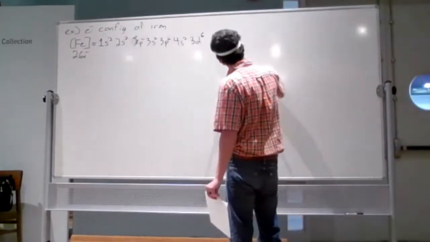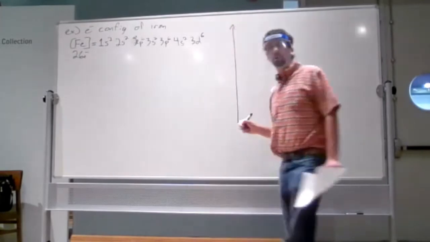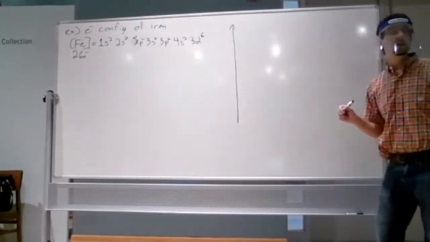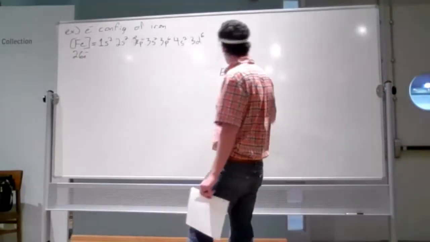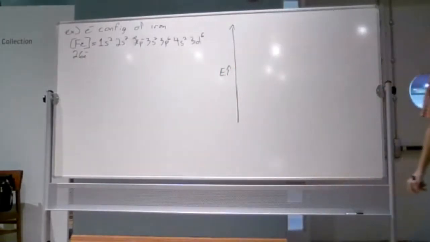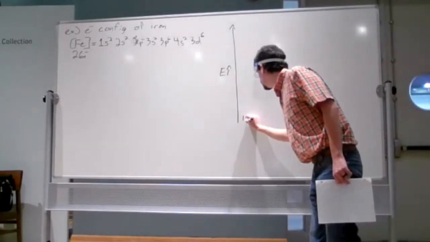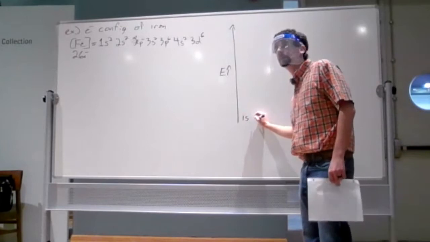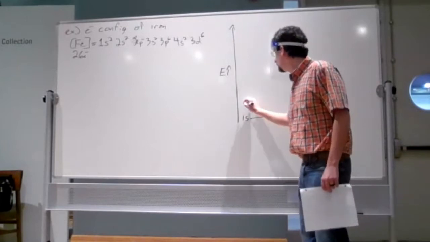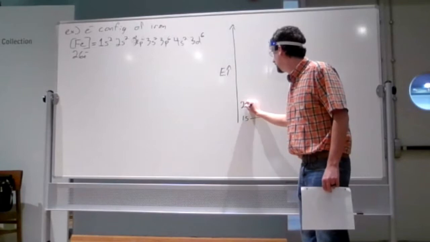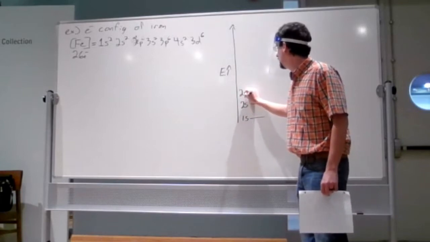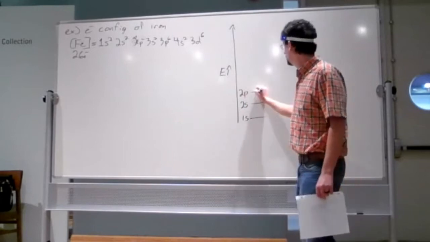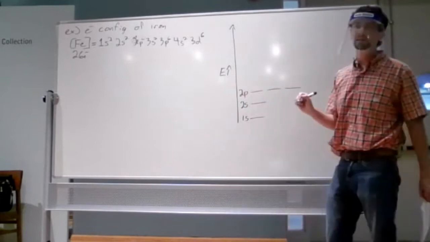Again, we have our y-axis. What am I going to put as my unit for the y-axis? Yep, energy. Energy is going up. Okay, what is the lowest in energy orbital we have? Yep, it's the 1s. How many dashes do I need? Okay, next. How many dashes? Yep, next. How many dashes for p orbitals? 1, 2, 3. Yep, next.